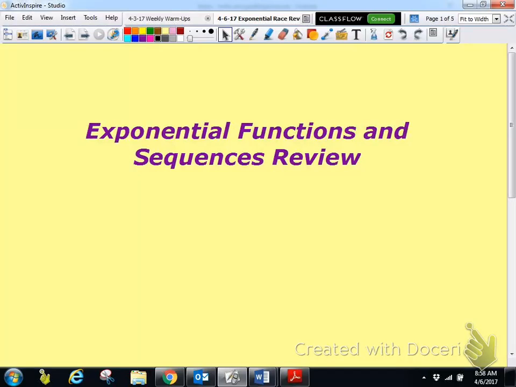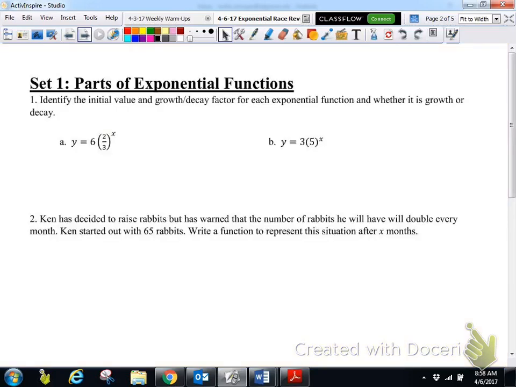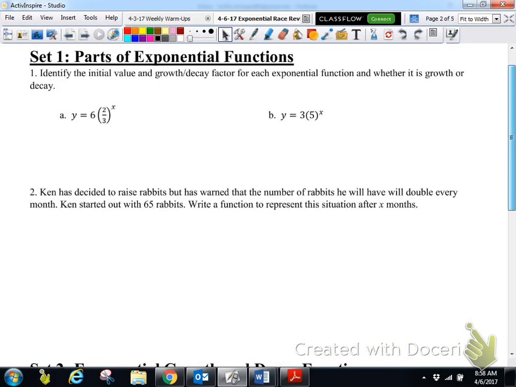All right, here goes your exponential functions and sequences review. Now, I'm going to flip to each slide, and I'm going to give you about 5 seconds to see the problems and pause them to try and work them on your own. Then I'm going to go ahead and resume the video and play them as I work through them so that you can see if you're doing the right process or wrong process. So here we go. First up, parts of exponential functions.